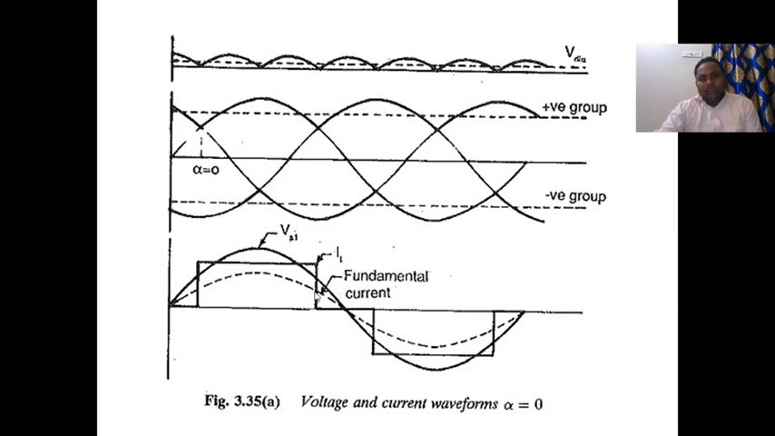Please observe the fundamental current. This is the DC current. This is the source voltage. Please observe the waveform clearly in the 6 pulse converter. We take the firing angle alpha equal to 0 degrees only. We have not given any firing angle, so the converter acts as a rectifier here. In the positive group, thyristors 1, 3, 5 will be activated. In the negative group, thyristors 2, 4 and 6 will be activated.